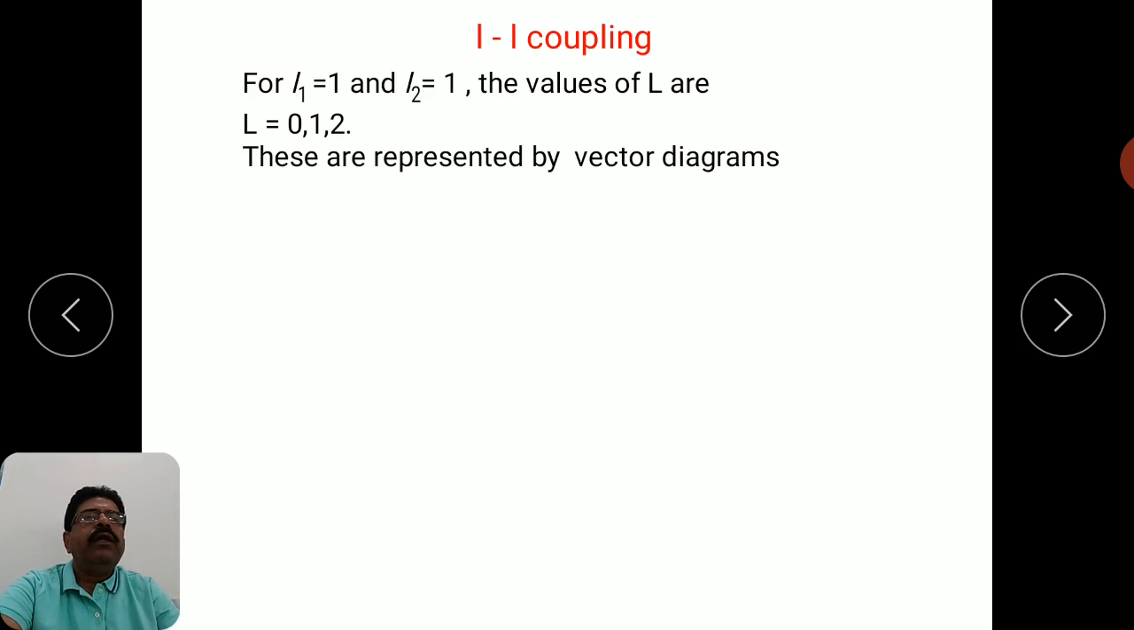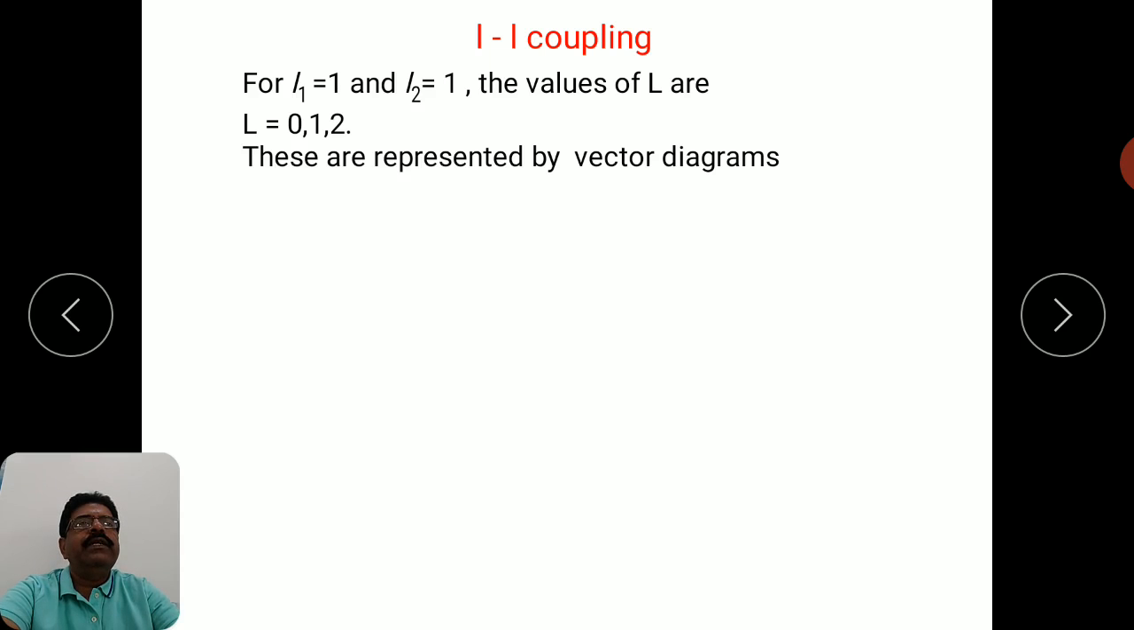Now these are represented by typical diagrams which are called vector diagrams. So L1 and L2, each having value 1, will produce the vector L having values 0, 1, 2. So there are three different possible interactions. They are represented in the form of diagrams, called vector diagrams, and this is a simple way to understand the kind of coupling or interaction here.